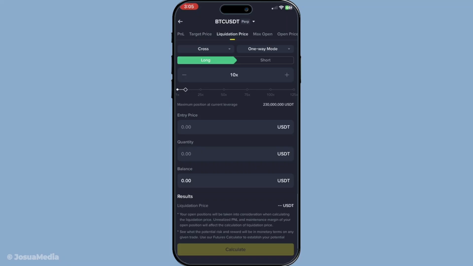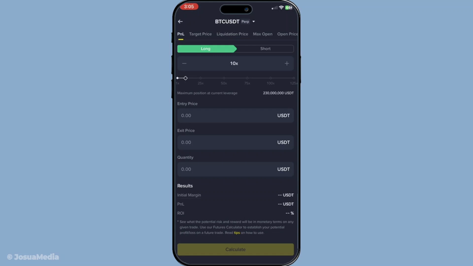This is your go-to if you're interested in quickly figuring out your profits and losses without having to manually calculate them. Whether you're considering a trade or reviewing an existing one, the P&L mode will give you a real-time snapshot of potential gains or losses.